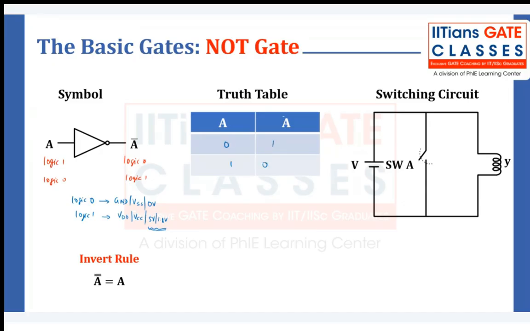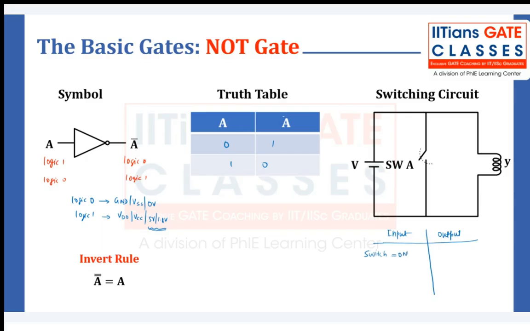So truth table, it's pretty simple: 0, 1, 1, 0. It will be a very interesting class, right? It won't be a boring class. It will be very interesting. You just have to enjoy the class, and with patience.